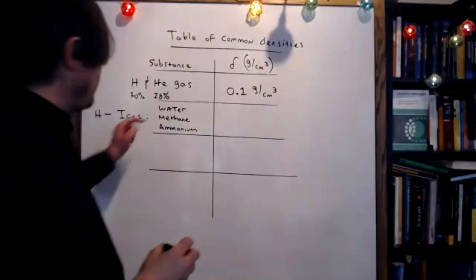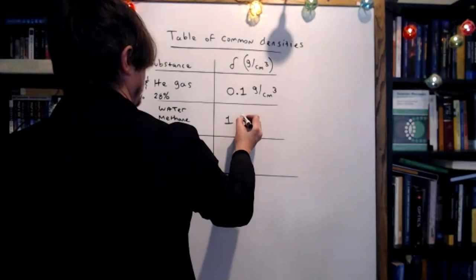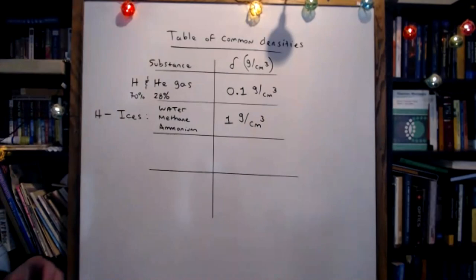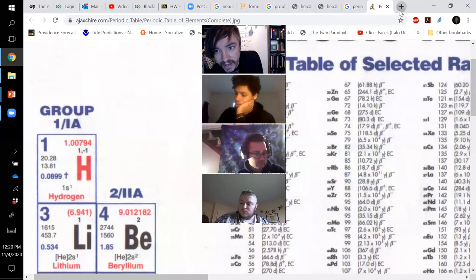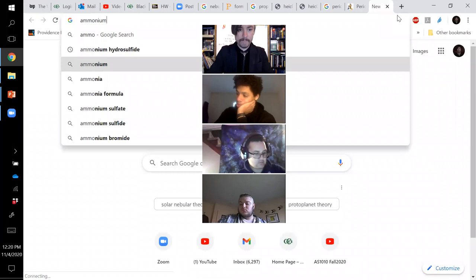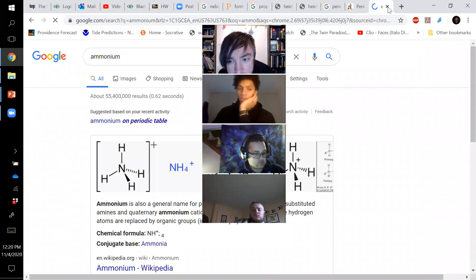By definition, water has a density of 1 gram per cubic centimeter, and that's typical of the other elements as well. I'm guessing there are slight differences, but they're close. I don't know off the top of my head what the density of ammonia is, but I'd like to know. I'm guessing Wikipedia would have that information, right?